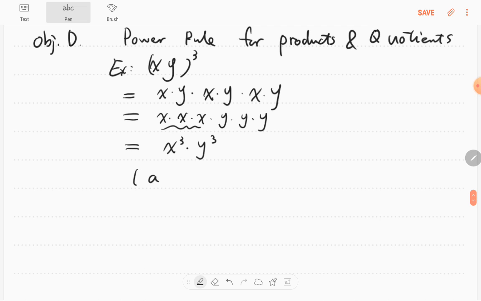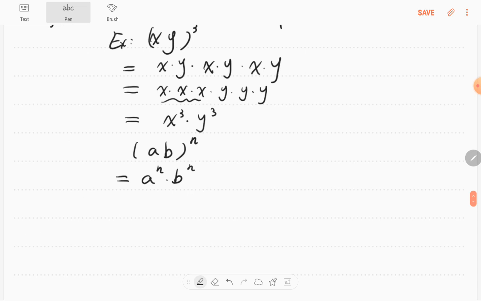So we have some product in the parenthesis. Then outside, we will have the exponent. We will write it like a to the n times b to the n. Okay, we will have this rule. This is called the power of a product rule because in the parenthesis, the base now is a product.